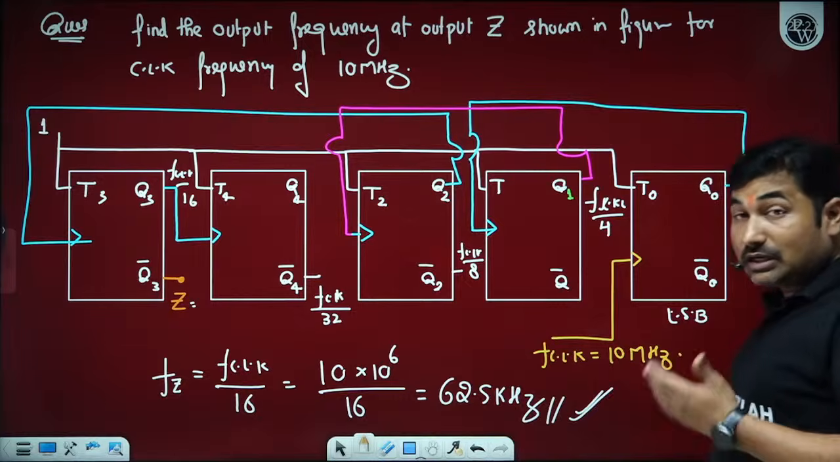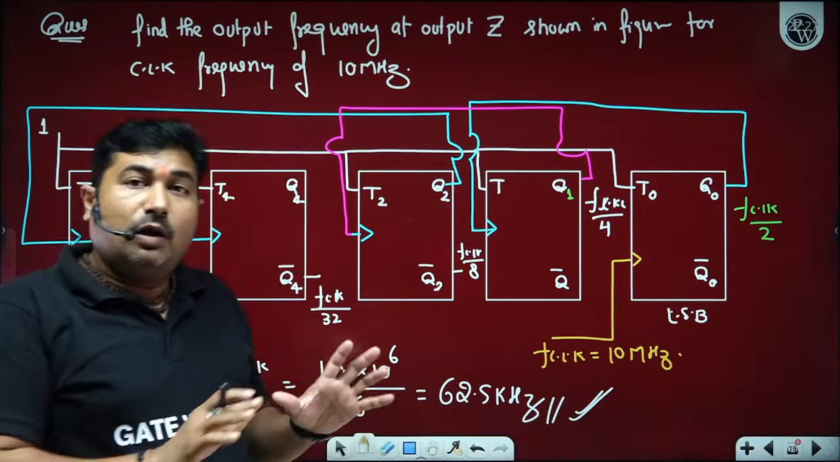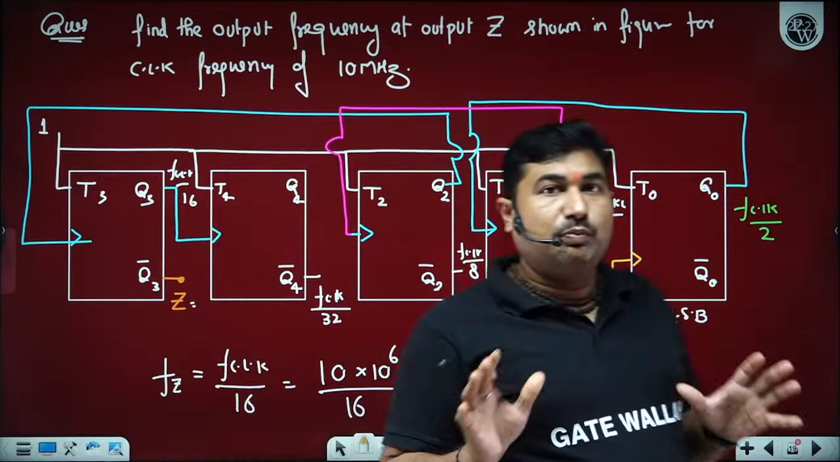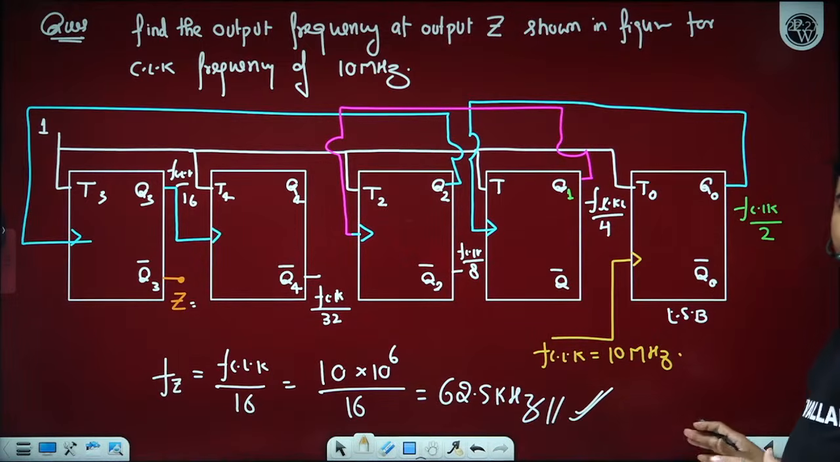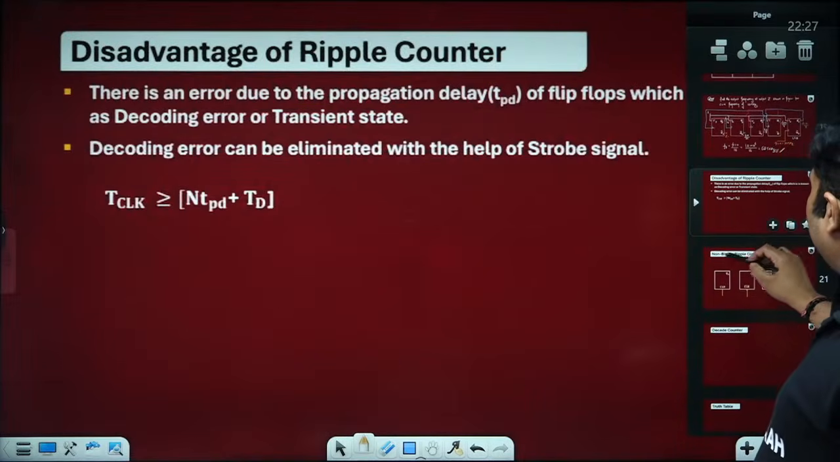Hoping all of you are able to understand this kind of question now. Great. It's a down counter. All of you can see the down counter. All of you can see the timing diagram of the output at any output port. Is it okay? Great.